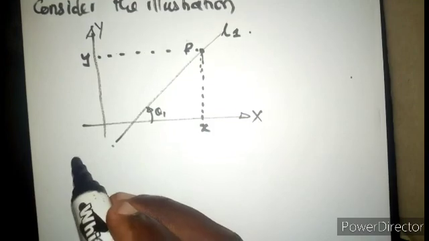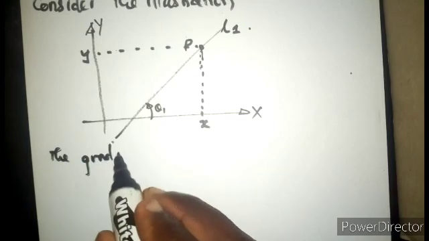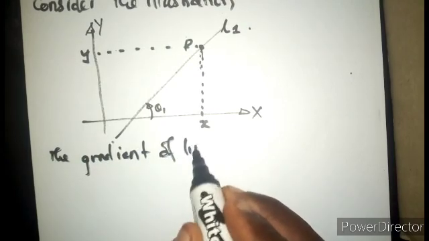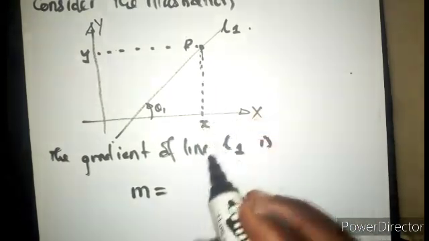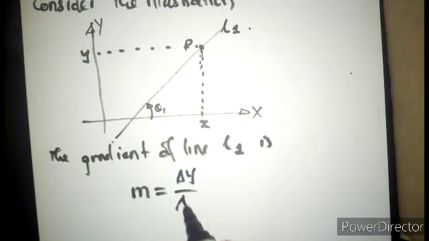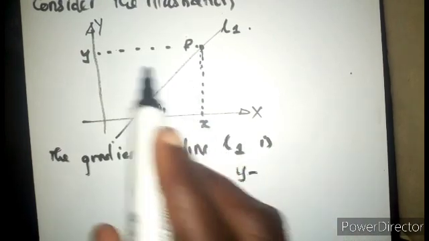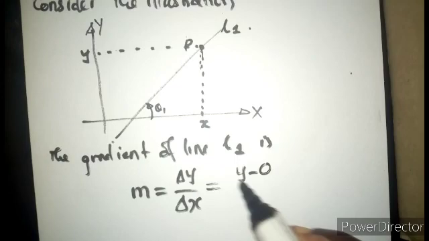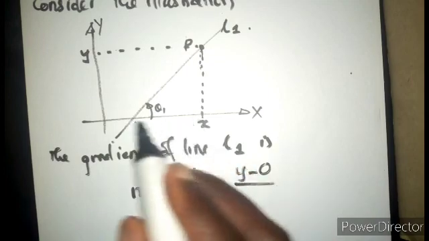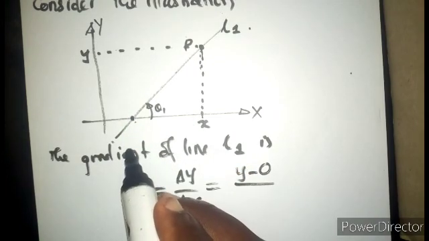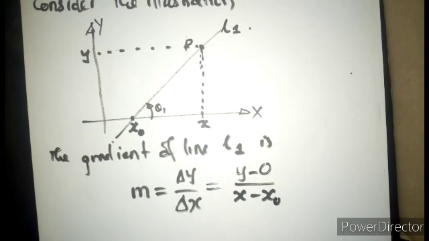You notice that the gradient of the line L1 is what? The change in y over the change in x. That is, the change in y, we have y minus what? The origin. Over the change in x, which is x minus, okay, this point where it cuts the x-axis, we can call it x naught. So we have x minus x naught.